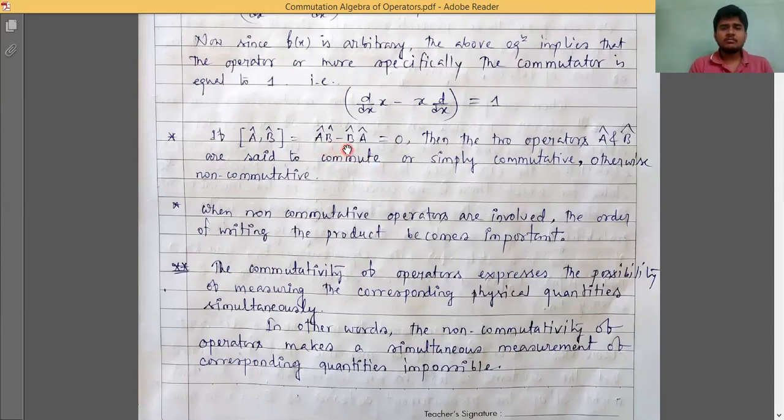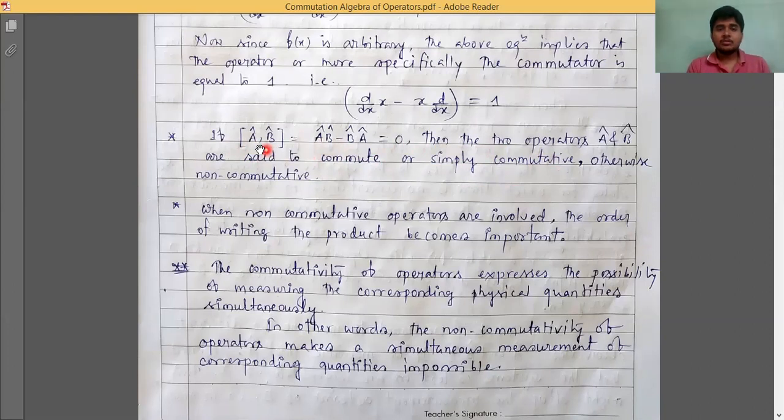So you will get two types of results. Either that will be a zero-value result, or a non-zero-value result. Whenever we get a result having the value 0, that means the operators, the A operator and B operator, are said to commute or simply commutative. That means we will call the A operator and B operator commutative to each other, not for any kind of third operator.